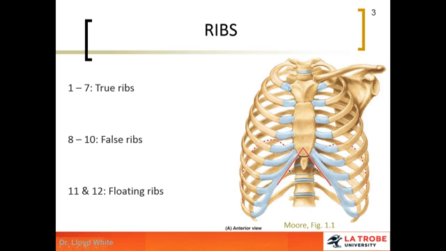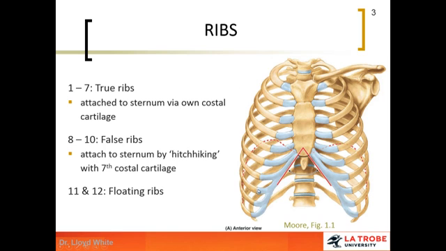Ribs 1 through to 7 are true ribs, and they're called that because they attach to the sternum via their own personal costal cartilage. Whereas ribs 8, 9 and 10, their costal cartilages hitchhike onto the costal cartilage of the 7th rib, or the 7th costal cartilage, to attach onto the sternum. So these are called false ribs. And the last two ribs, numbers 11 and 12, are floating ribs because they don't have any anterior articulation.